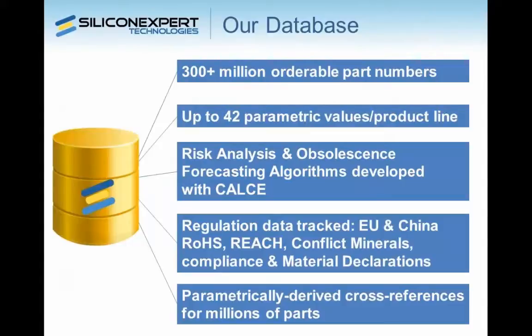We bring up to 42 parametric values per product line. And specifically, for this webinar, we'd like to bring your attention to how we capture the risk analysis and what algorithms we have built in conjunction and collaboration with the University of Maryland to be able to scientifically have forecasting for obsolescence. In the database, you will also find the regulation data that we track. So I'm sure all of you know it's a headache with the environmental compliances. And every region in the world is introducing new compliances, and we track that data. So data such as REACH and RoHS and conflict mineral, and all the compliancy along with the material declaration and supporting documents. We also offer crosses, and that's obviously a very important feature, because no one wants to be stuck with a sole source part. So we also have parametrically derived cross-references for millions of parts in the database.